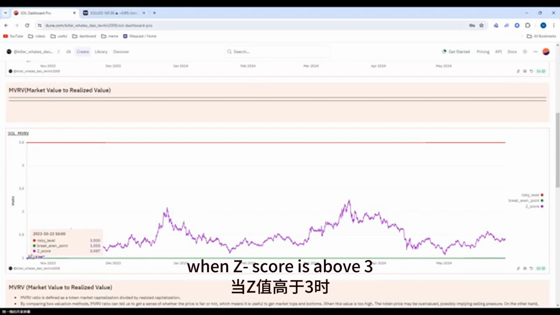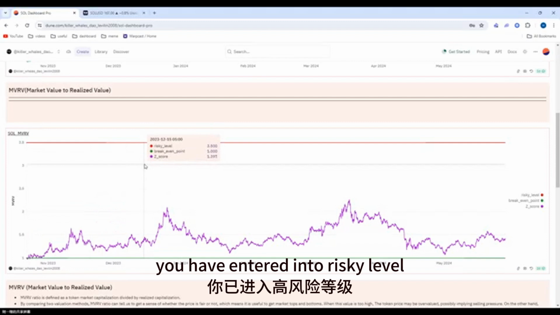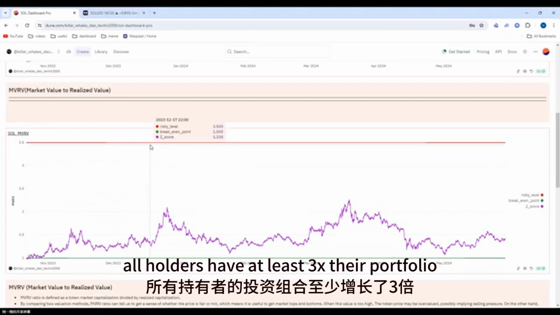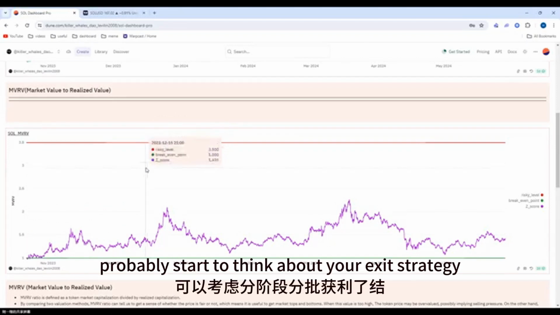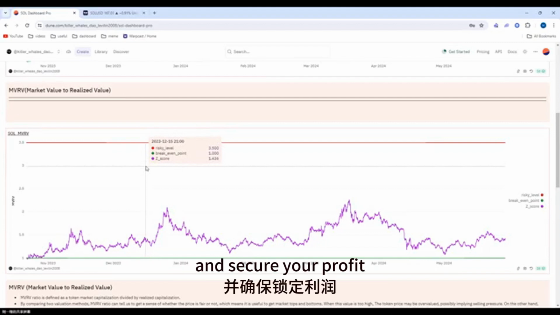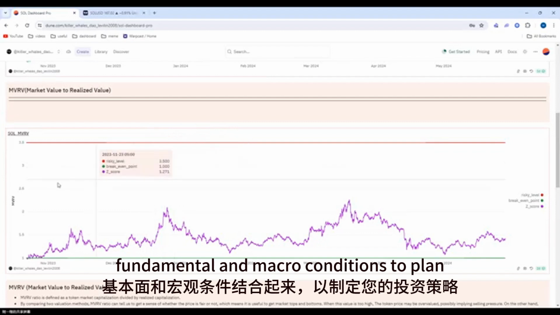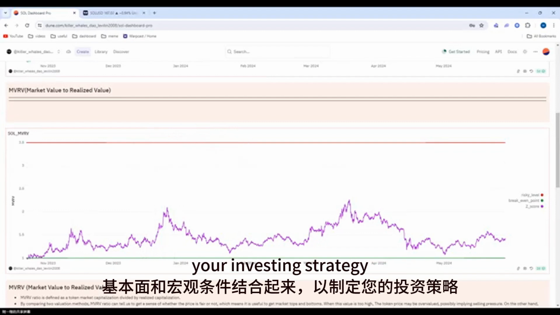When the Z-score is above 3, you have entered into a risky level. This means that all holders have at least 3 times their portfolio. If you hold a token, probably start to think about your exit strategy and secure your profit. Please note, you need to combine this indicator with other news, fundamental and macro conditions to plan your investing strategy.